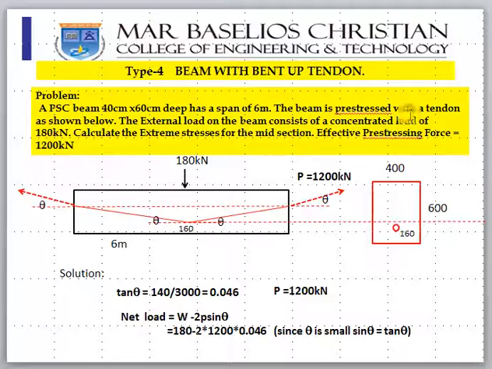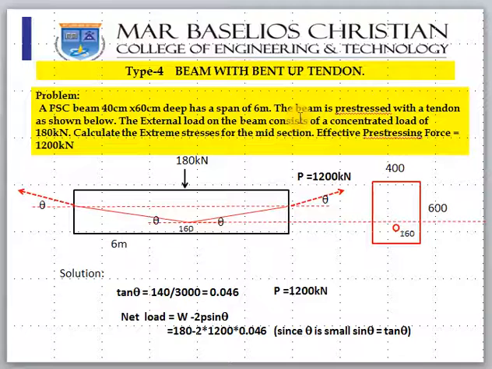The beam is prestressed with a tendon as shown below. It's a bent up tendon where at the center it is 160 from the bottom, and at the top sides it is in line with the neutral axis. So there is no eccentricity.